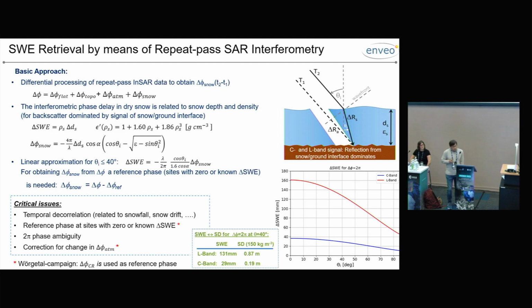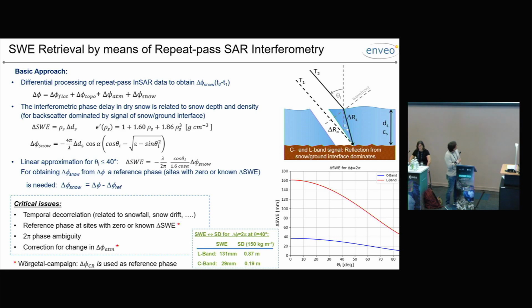There are other issues which are critical for this. One is, of course, the temporal decorrelation. We know already that when we have snowfall or significant snowfall, depending on the frequency, we have a decorrelation and we are not getting any fringes. Then, in order to calculate the snow water equivalent, we need at one point a kind of reference point. And this is in the area not so easy to select when you don't have any stable targets there, where you know that there was no snow accumulation, or a place where you know how much snow was accumulated. So this is also needed. It is kind of critical when we go later on to the applications.